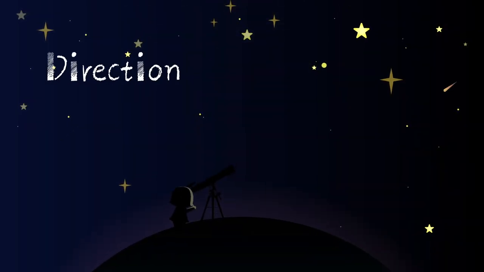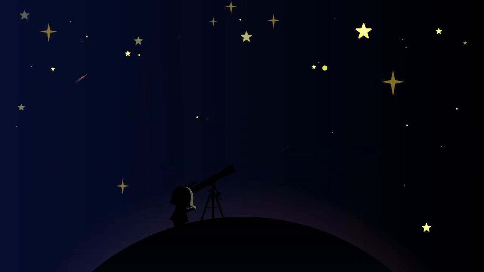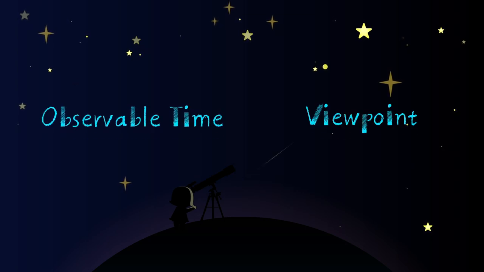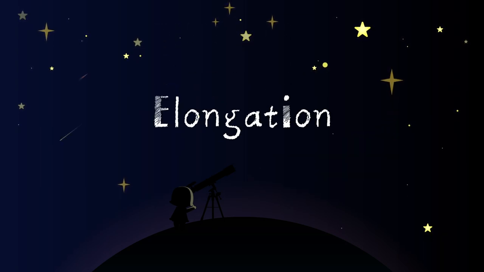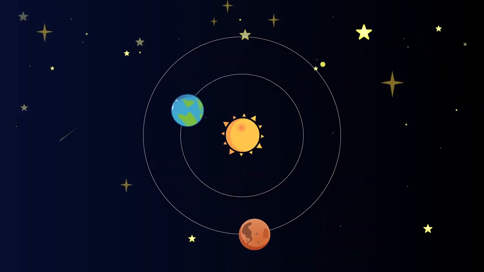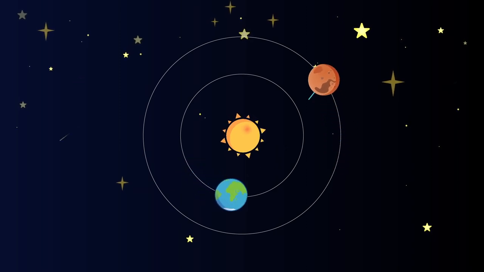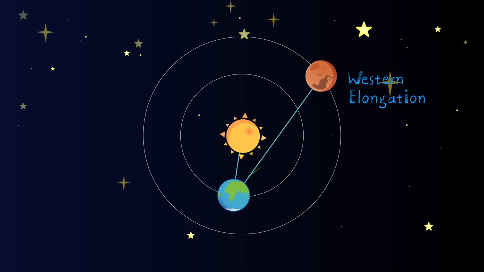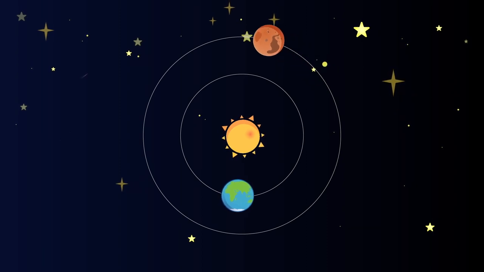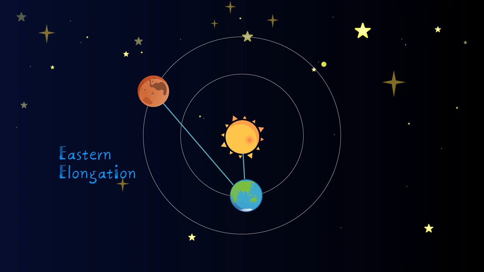We've talked about direction and observation time. When observing celestial bodies, elongation gives us information on the observable time and viewpoint. Elongation is the angular distance between the sun and a celestial body. If the celestial body to be observed is situated to the west of the sun, we call it western elongation. And if it is situated to the east of the sun, we call it eastern elongation.